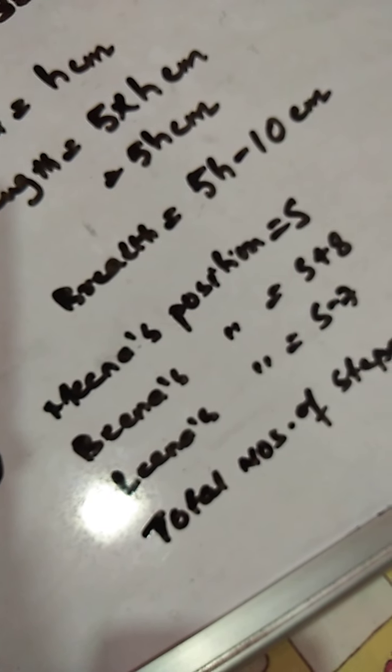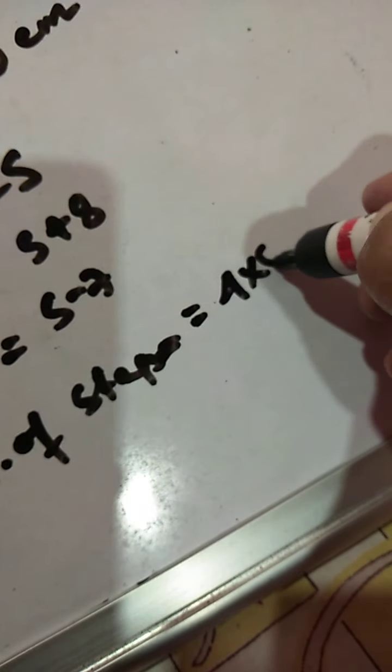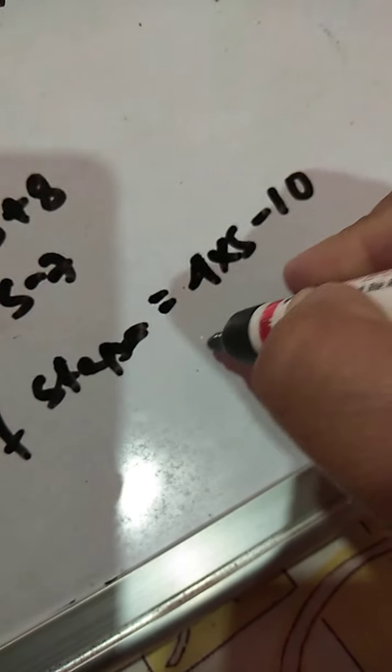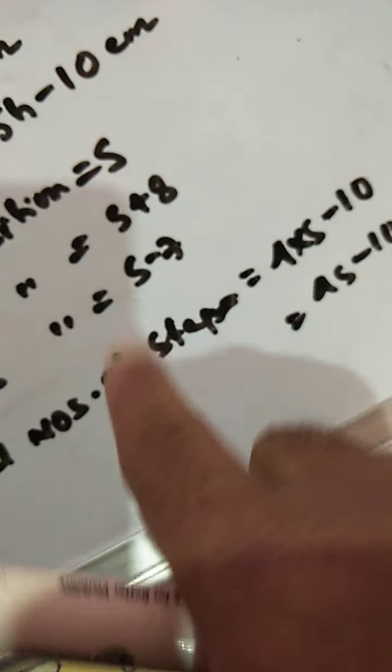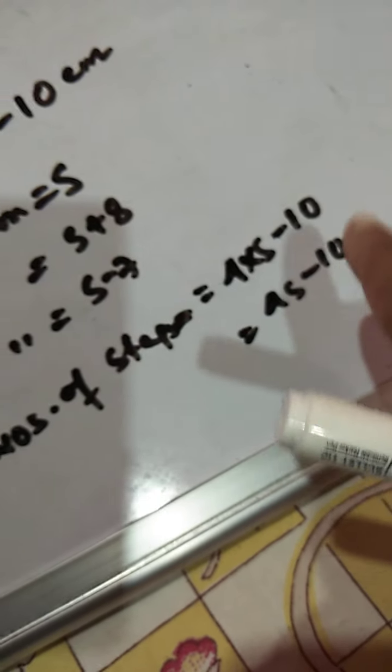It was said that the total number of steps to the hilltop is 10 less than 4 times Meena's position. Meena's position is S. So 4 times Meena's position would be 4 into S, and from this we have to subtract 10, that is 4S minus 10. So the total number of steps is 4S minus 10.